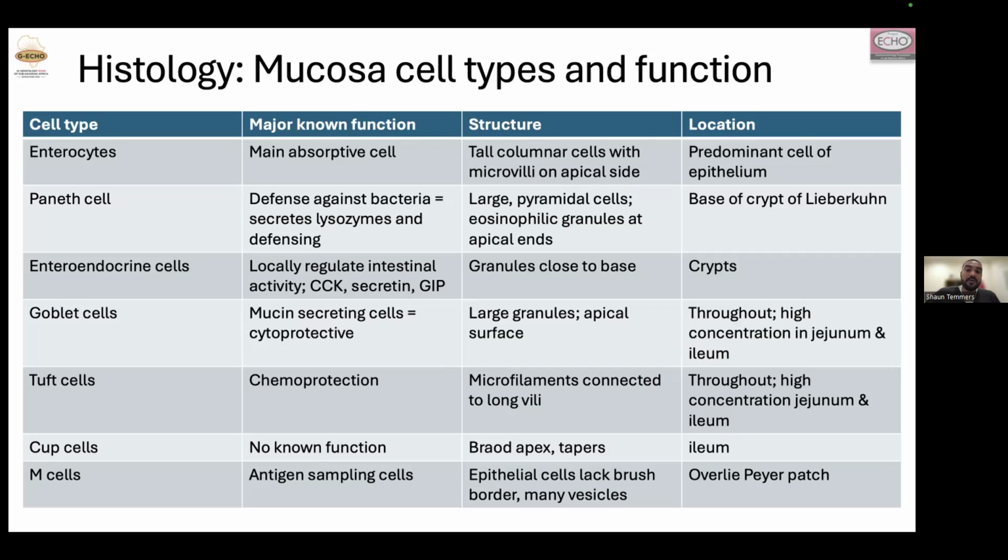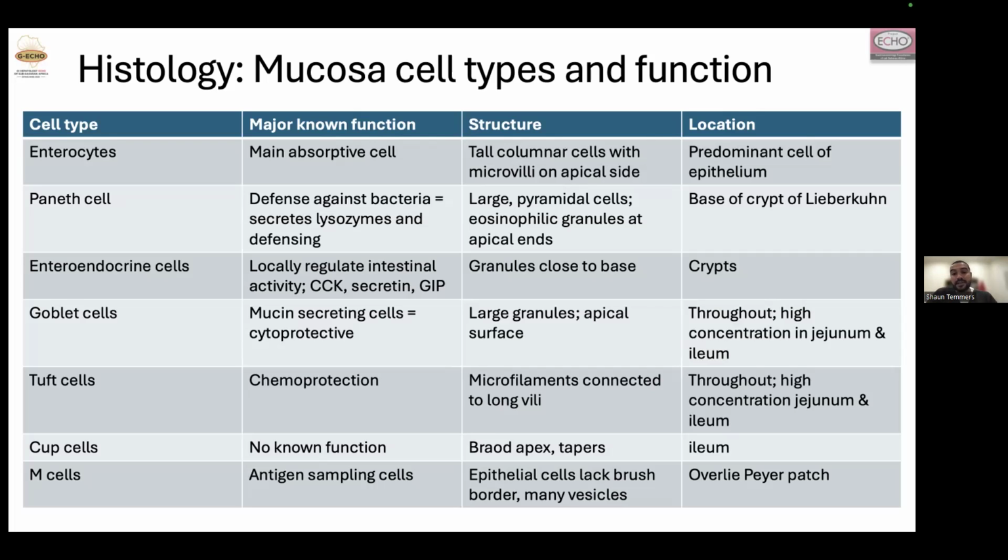Enteroendocrine cells are found within the crypts. They contain granules very close to the base, and they help regulate intestinal activity. They contain certain hormones such as cholecystokinin and secretin. Your goblet cells are very large granular cells at the apical surface. They're mucin secreting cells, and they allow for a cytoprotective effect. They're found throughout the small intestine, but in very high concentration in the jejunum and the ileum.